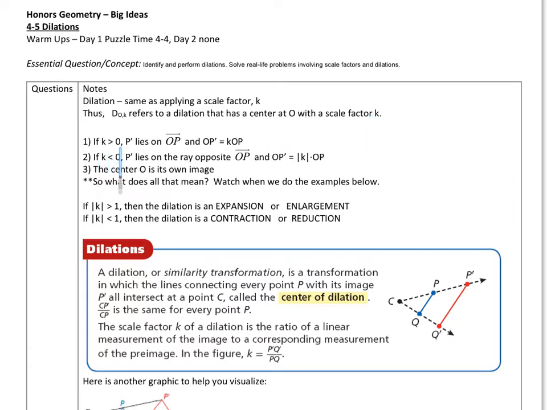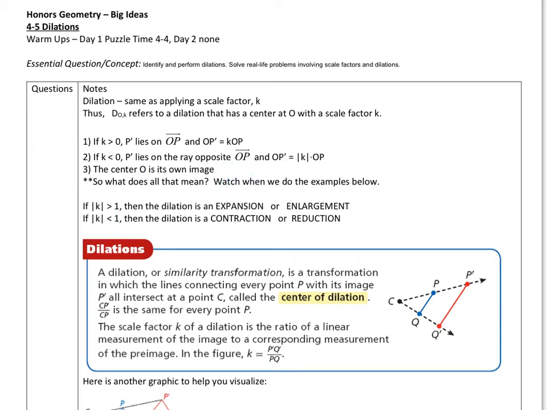So if k is greater than 0, P prime lies on ray OP and OP prime equals k times OP. If k is less than 0, P prime lies on the opposite ray of OP and OP prime is equal to the absolute value. This just means if the scale factor is positive, we will move in a positive direction when we enlarge or reduce the item. If the scale factor is negative, we will be moving in a negative direction.